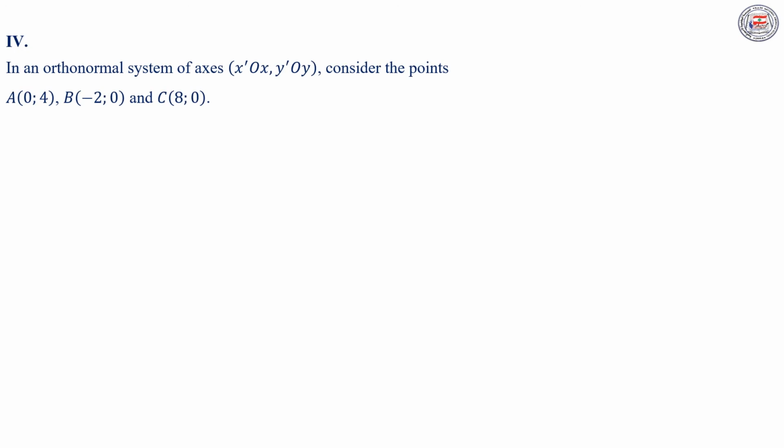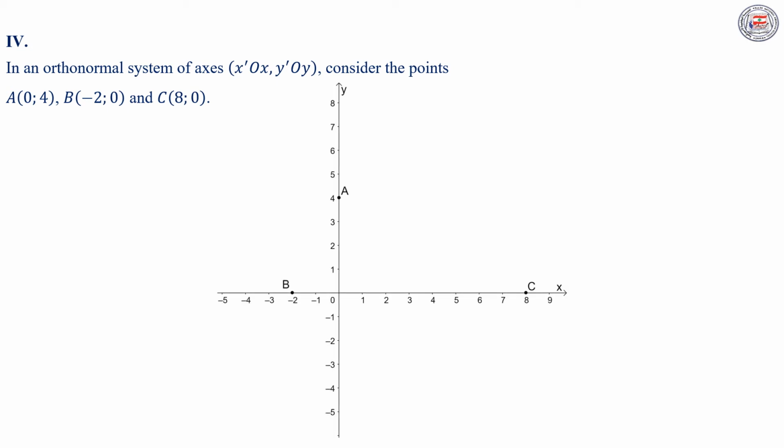Now please open your books on page 46 in order to solve number 4. In this exercise, in the given, we have an orthonormal system of axes x'Ox, y'Oy. Consider the points A(0, 4), B(-2, 0), and C(8, 0). And this is the representation of the points A, B, and C in the orthonormal system.